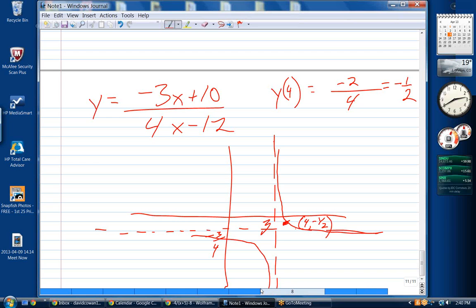Okay. What's the domain? All real numbers except for 3. And the range? All real numbers except for -3/4. Okay. Let's go to the next section.